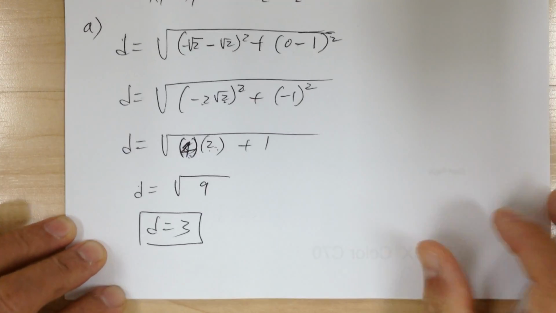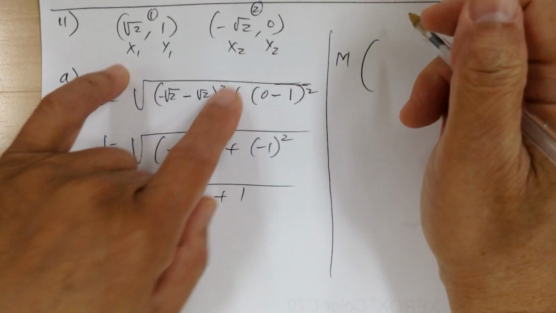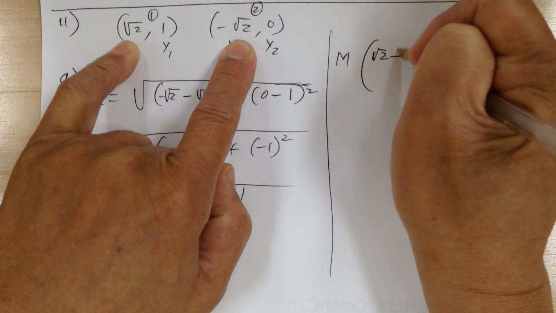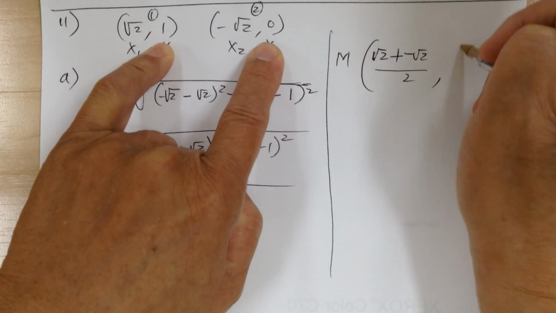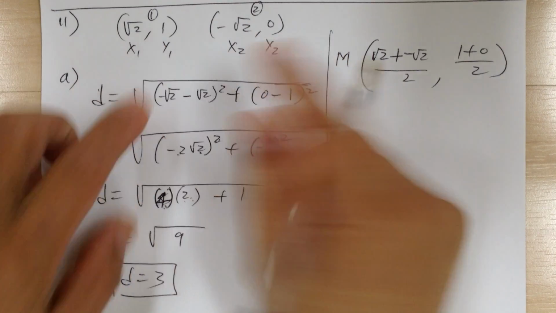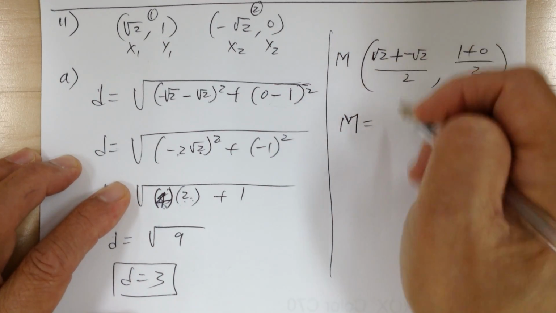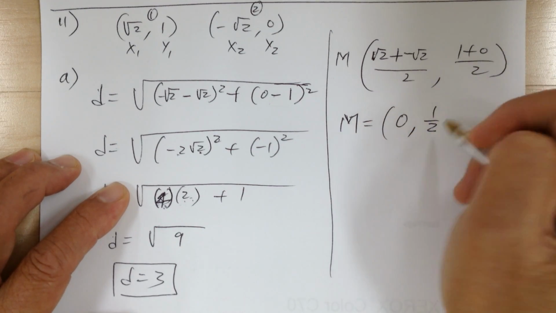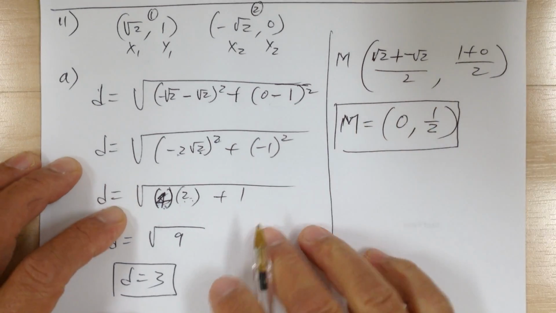There we go. Okay, so midpoint, it'd be the average of the two: square root of 2 plus negative square root of 2 over 2, and you got 1 plus 0 over 2. Again, midpoint, you just add and divide by 2. So this will cancel, and you're going to get 0, and this would be 1 over 2. And so that's it for midpoint.